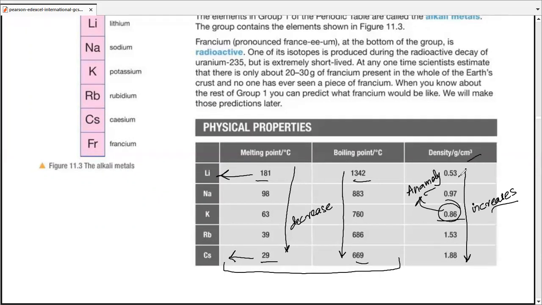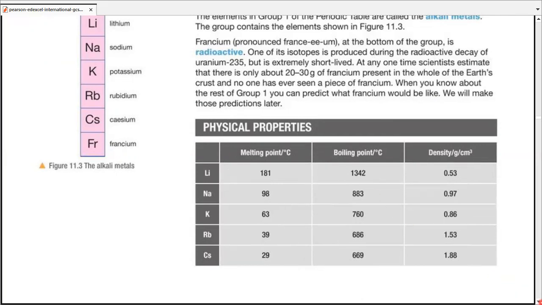You would see this one's increasing, and then there is a decrease, and this one's increasing, and so on and so forth. So we call this an anomaly. Anomaly means an odd behavior. Odd behaviors are usually discussed at a higher level, but not at this one. So we're going to go straight away with the decrease in melting point and boiling point, but increase in density from top to bottom in group 1, the alkali metals. I'm going to clear this up. We're going to move on to the next page.